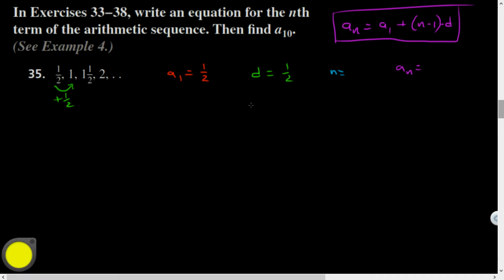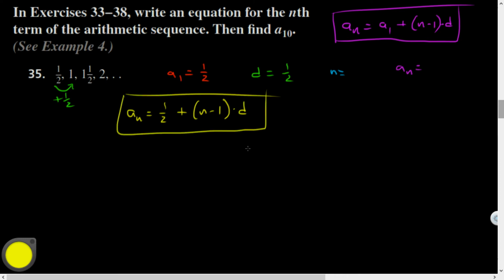In our case, they want an equation for the nth term, so we'll give an equation first. So I would have a sub n is equal to, the first term is 1/2, plus n minus 1 times d. So here's just like a general equation. I could also simplify it. Oh, wait a minute, I know d. Sorry. 1/2. Right, so here is an equation that represents that.